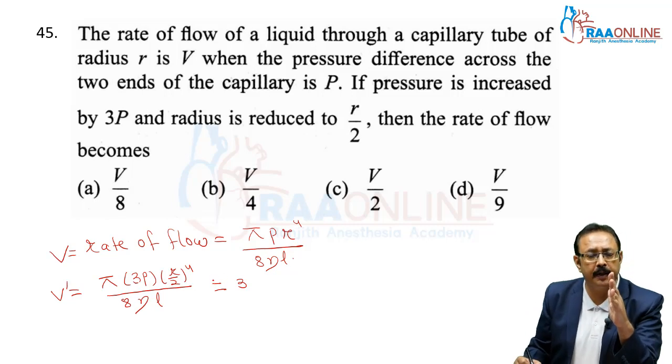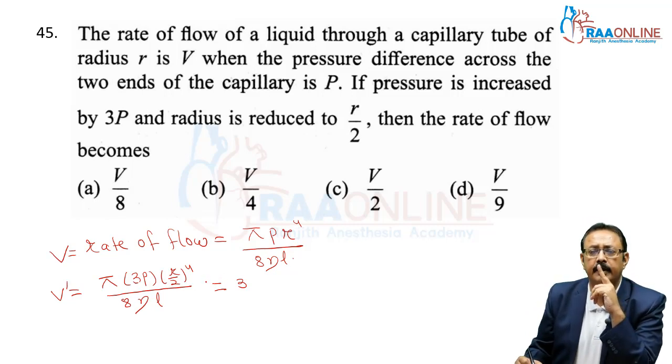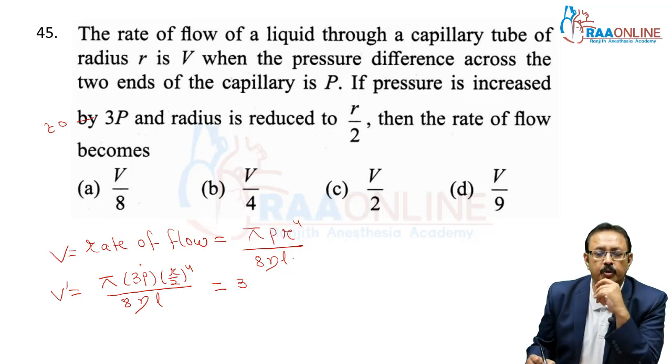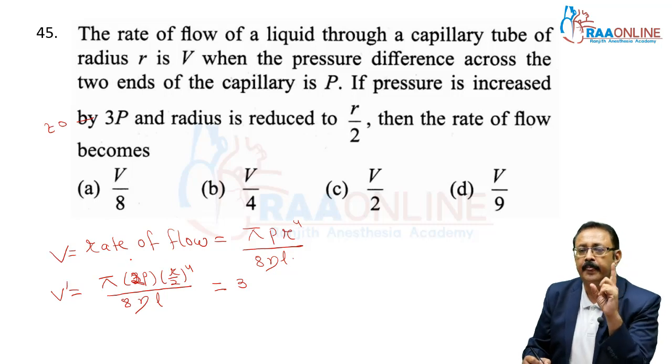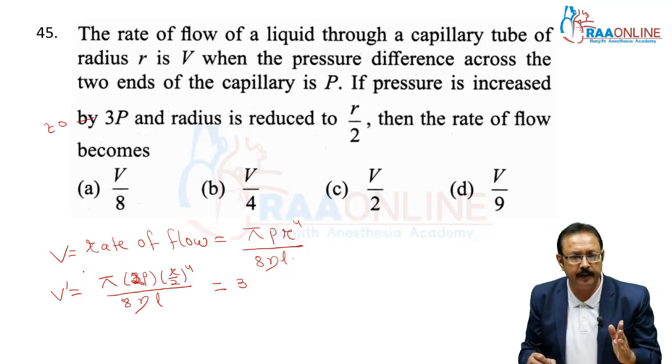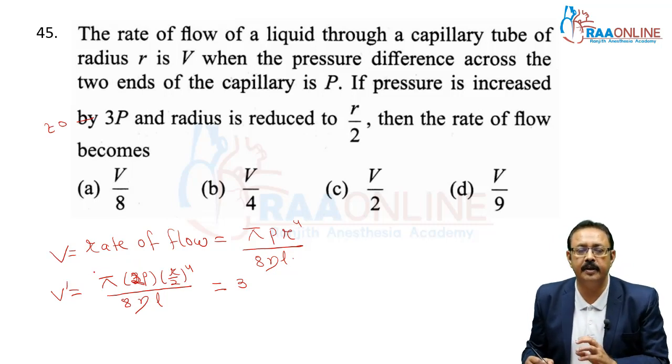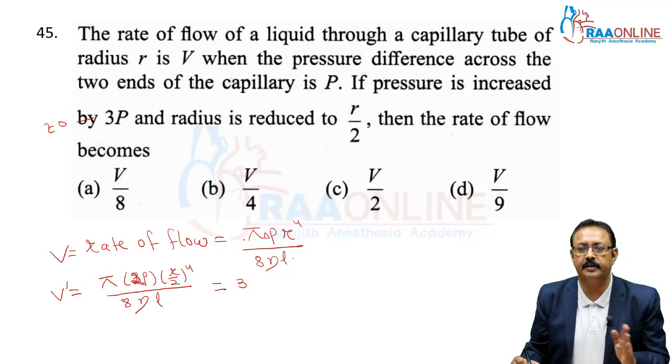If pressure is increased to 3p, initially it was p, it should be increased to 3p. So change of pressure should be 2p. If they write that 2, otherwise we will not get any answer, because the term is coming 3, and 3 is not in the numerator of any option. So that's why I am removing it. I am changing the question. If pressure is increased to 3p, initially it was p, now it is 3p. So change in pressure is 2p. Actually it is change in pressure difference across the two ends. So change should be 2p.